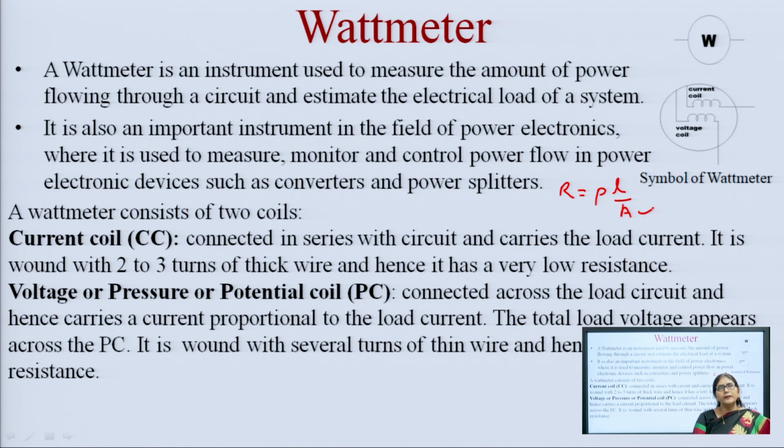Since the pressure coil is connected across the load, the current flowing through it is proportional to the load voltage. It has a winding of several turns of thin wire, and hence it offers very high resistance. Since it offers very high resistance, the angle between the voltage and current is 90 degree.